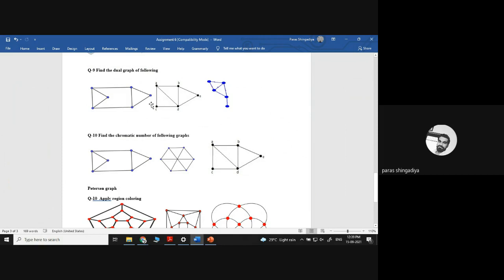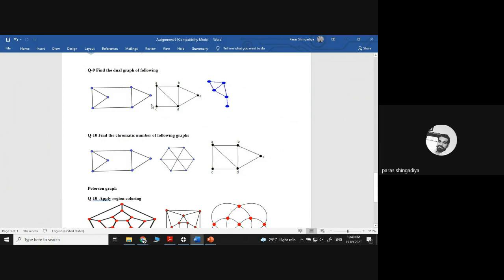Okay, for this topic, question number 9: find the dual graph of the following. Just read the dual graph theory if it is required, and then you can make the dual graph of all of these. The solutions are already available in this lecture note, so you can also match your answer with that.